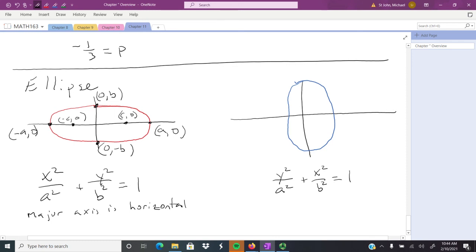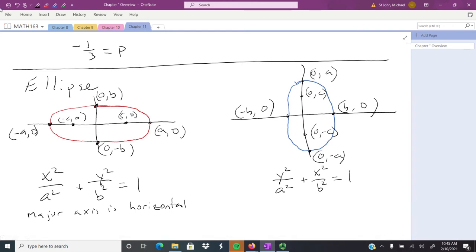And again, we can label our points here. This is going to be (0, a). This is going to be (0, negative a). This is going to be (b, 0). This one over here would be (minus b, 0). And then we have (0, c), and down here (0, negative c) for all those points. And so we get that.